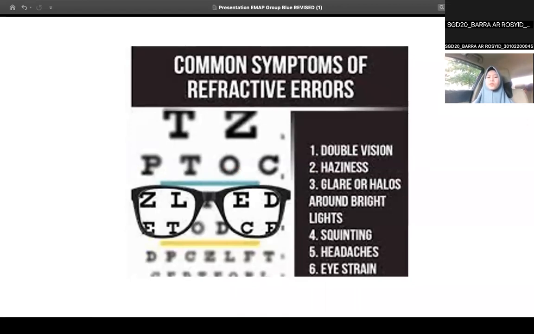Some people may not notice the symptoms of refractive error. It's important to get an eye exam regularly so your eye doctor can make sure you're seeing as clearly as possible. If you wear glasses or contact lenses and still have these symptoms, you might need a new prescription. Talk to your eye doctor and get an eye exam if you are having trouble with your vision.